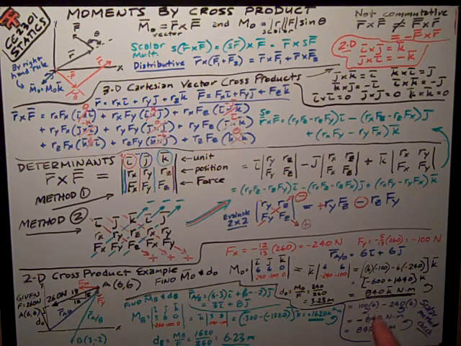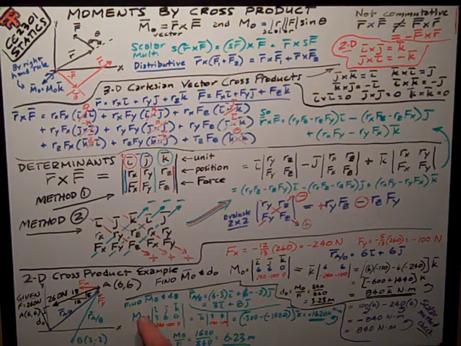100 times 6, that's 600. Same numbers up here as I got, 600 and 1440. And so it's negative 840. The negative means it's the opposite of what I assumed is positive up here. So positive here was clockwise, so this negative means it's counterclockwise, so that checks out with my determinant method of solving the cross product.